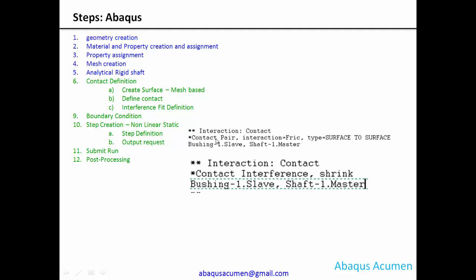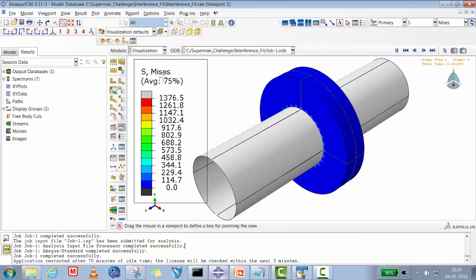I'll just emphasize two things. We'll do a normal contact pair, surface to surface, and then we'll convert it into a star contact interference shrink fit, and then you'll see how this shrink fit is going to work. So let's get started.